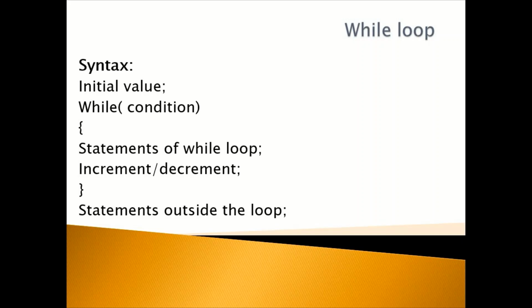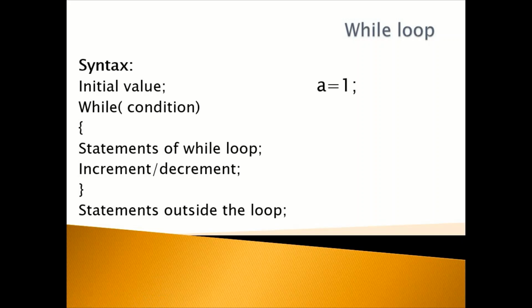This is the syntax of while loop. Initial value, while, in brackets the condition to be tested. If this condition is true, then the statements which are given in the while loop block are executed. After execution of these statements, the loop control variable is incremented or decremented so that it reaches the end value. Once the condition becomes false, it stops repeating the execution of the statements and it comes outside the loop, where it executes the statements which are given outside the loop.